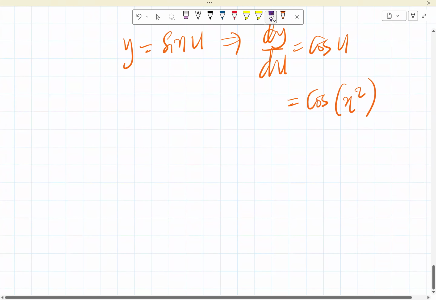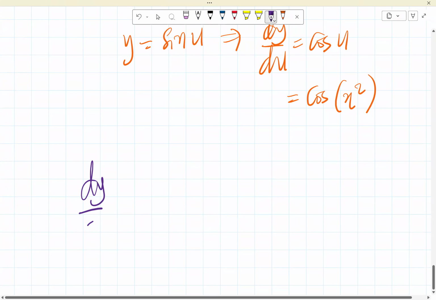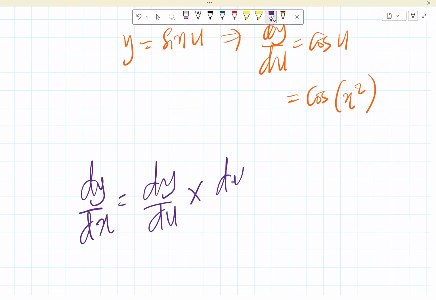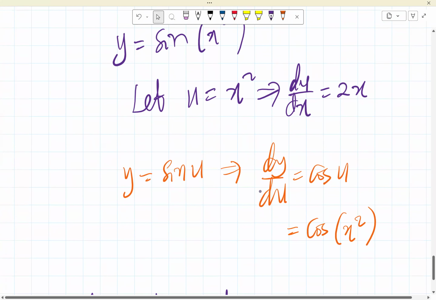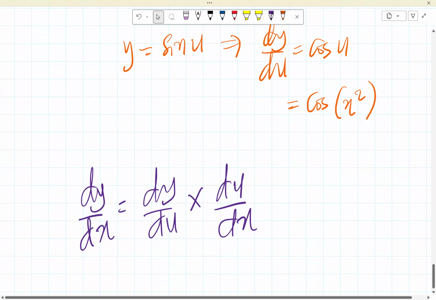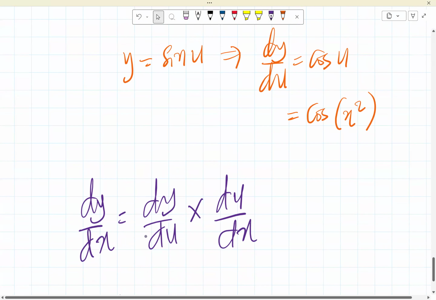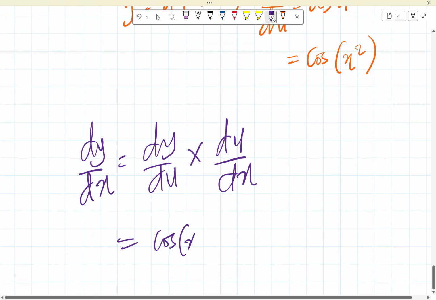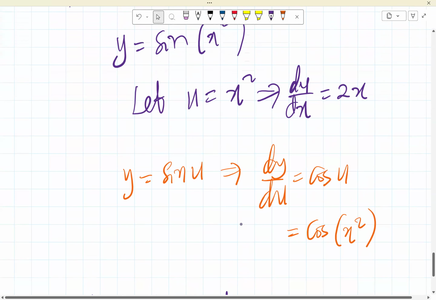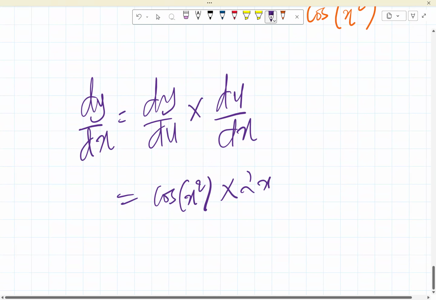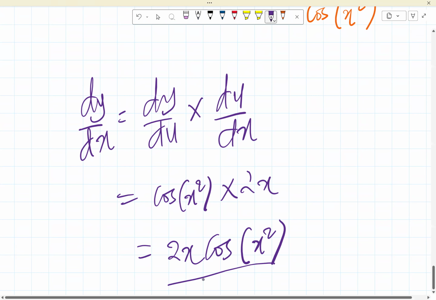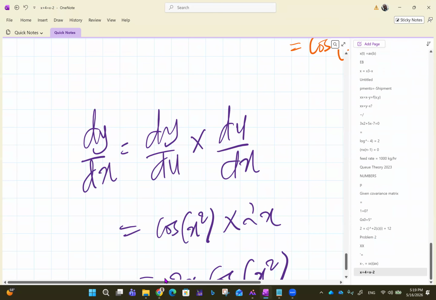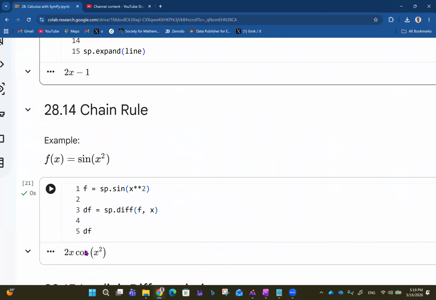So what does chain rule tell us? Chain rule says that dy dx here is equal to dy du times du dx. We put everything together. dy du is cos x squared, and du dx is what we got, that's 2x. So everything is now 2x cos x squared. That's chain rule right there. SymPy also takes care of that kind of thing. That's why you have 2x cos x squared here.